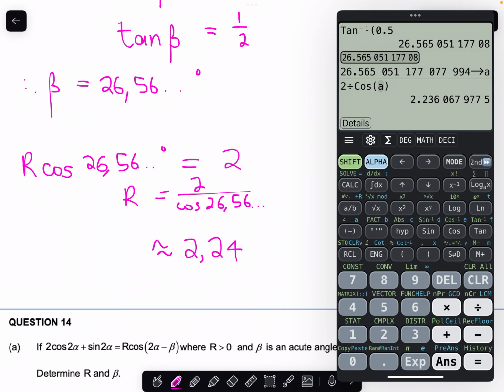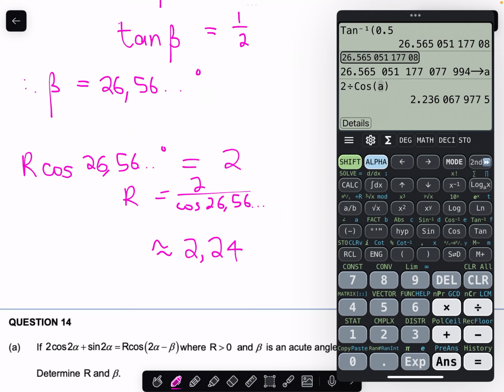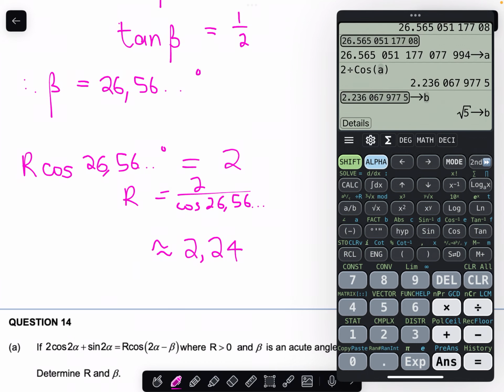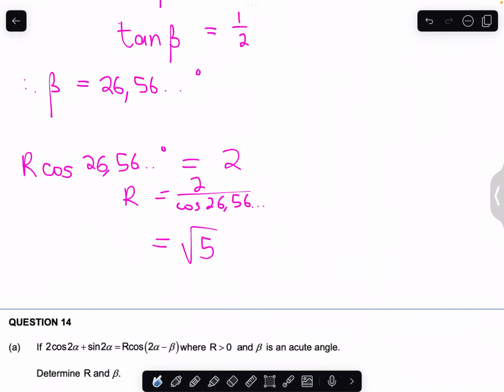What's going on, guys? Hang in there, battery. Oh, it's the square root of 5. Is that what it is? Oh my gosh. So we don't even need this. You can just say the square root of 5. Right.